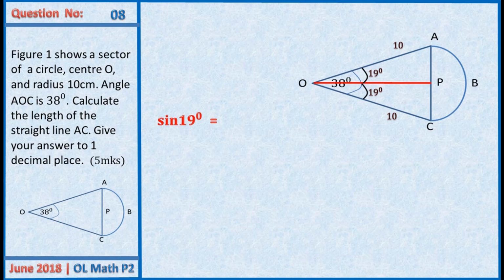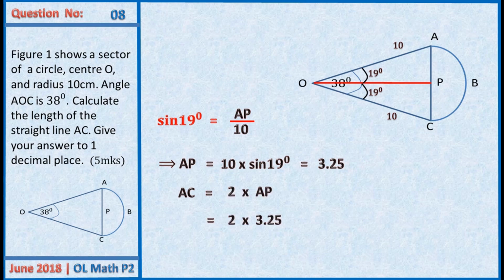So sine 19 degrees will be equal to opposite, that is AP, over our hypotenuse, which is 10, giving us AP to be equal to 10 sine 19 degrees, and it is equal to 3.25 centimeters. Now we know that our AC is twice the length of AP, so it's going to be equal to 2 times 3.25, giving us 6.5 centimeters, and that's the answer to 1 decimal place.